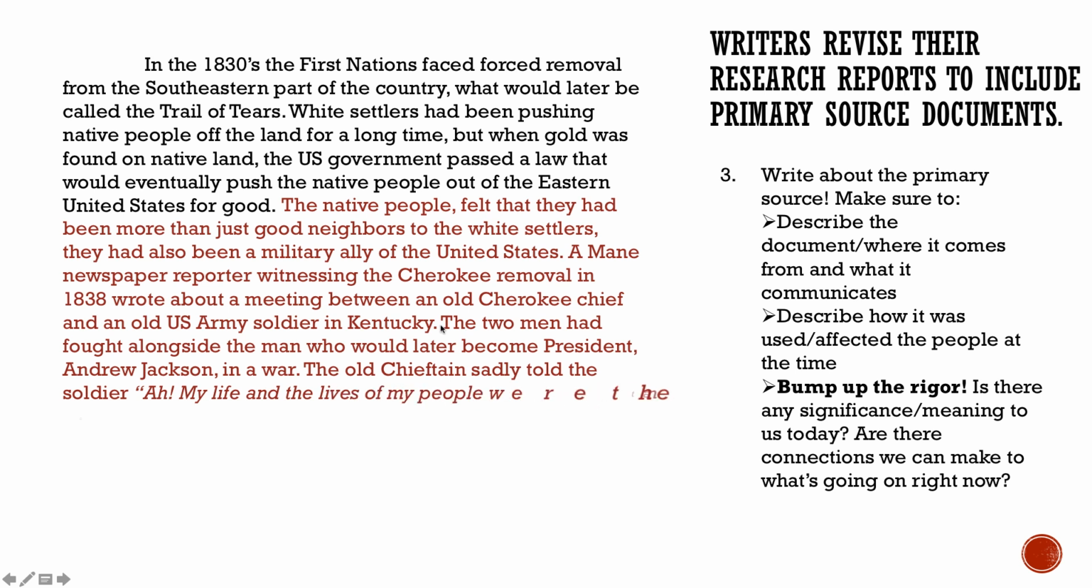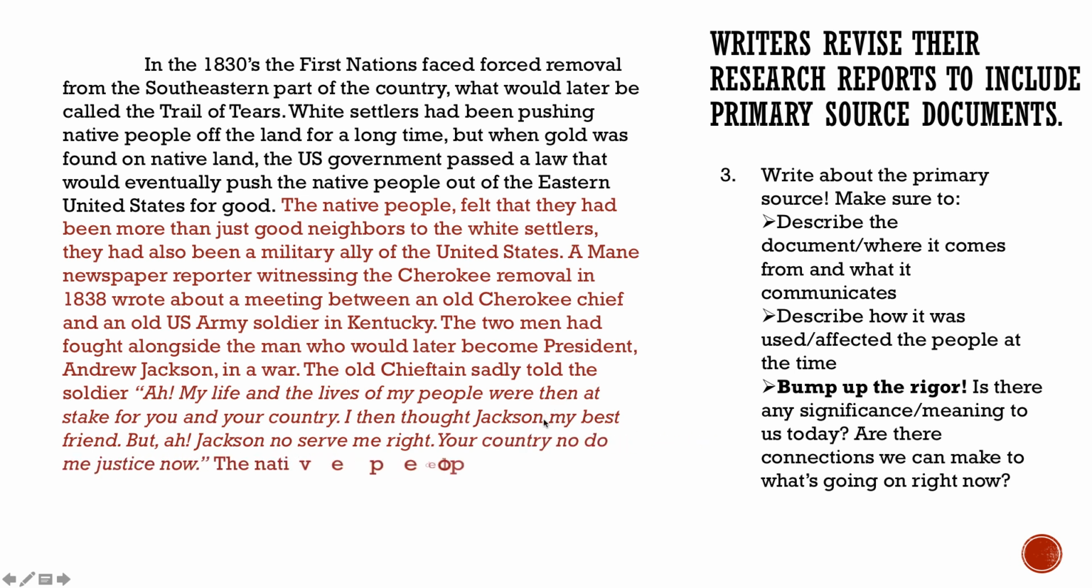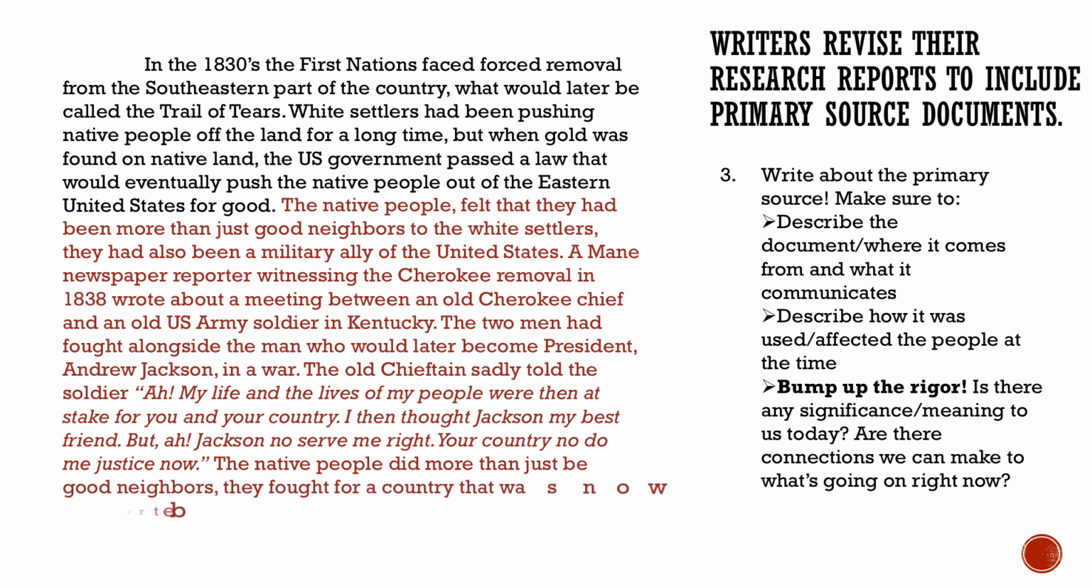The two men had fought alongside the man who would later become president, Andrew Jackson, in a war. The old chieftain sadly told the soldier, "Ah, my life and the lives of my people were then at stake for you and your country. I then thought Jackson my best friend, but Jackson no serve me right. Your country no do me justice now." The Native people did more than just be good neighbors. They fought for a country that was now betraying them by forcing them to move away from their homes.